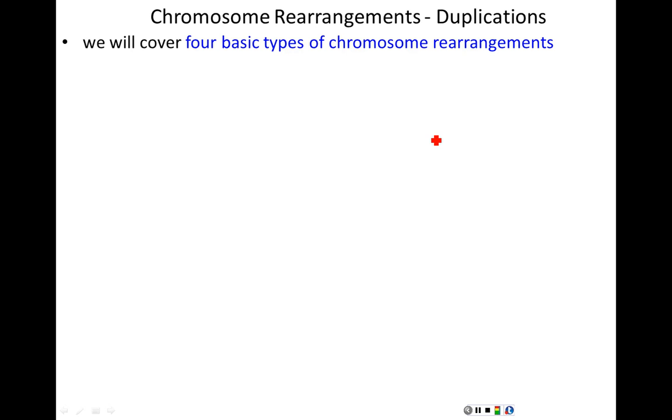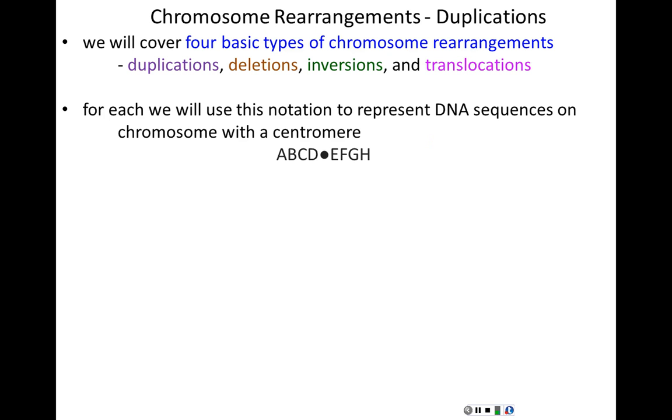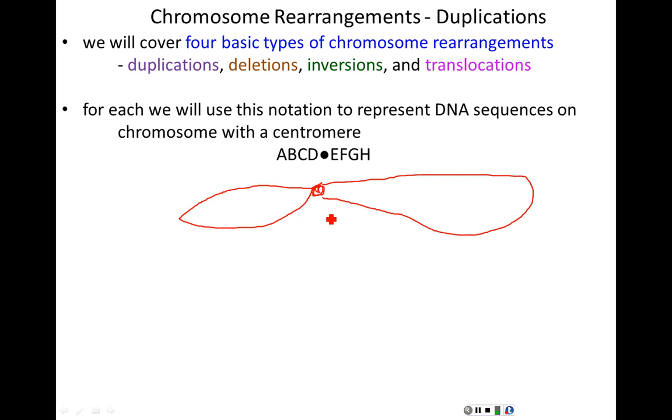We'll cover the 4 basic types of chromosomal rearrangements now. These are duplications, deletions, inversions, and translocations. And for each of these explanations, we're going to use this notation to represent just random, everyday, whatever kind of DNA sequence you want to imagine on the chromosome in question with a centromere. So what I really mean is this is a very, very long chromosome that's represented here, made up of nothing but DNA. This is a metacentric chromosome, so the centromere is pretty much in the middle.